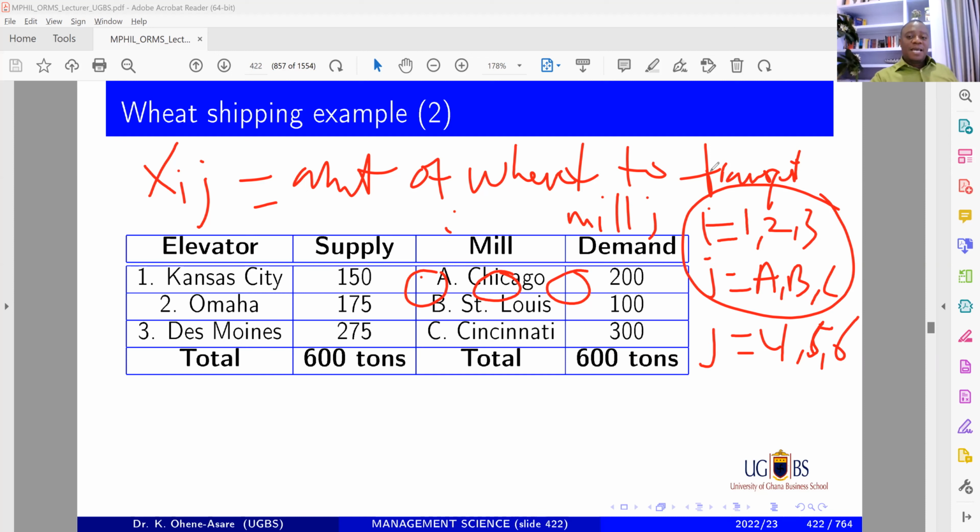Okay. Now that you've defined the decision variable, the next thing is to draw the network model. So who can tell me how many supply nodes are we going to draw? 3. Very good. What about the demand nodes? Also 3. Is it a balanced transportation or unbalanced? It's a balanced transportation.